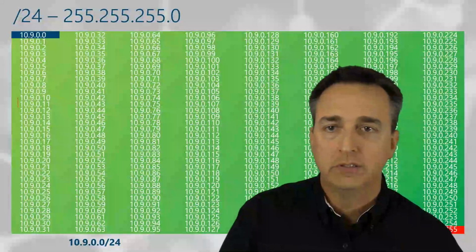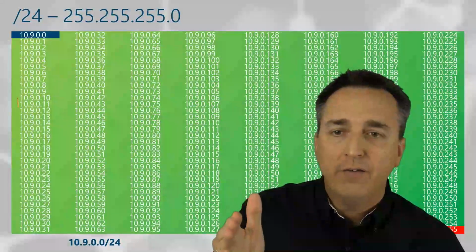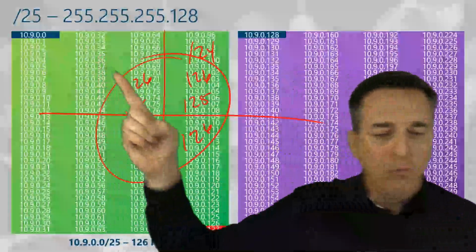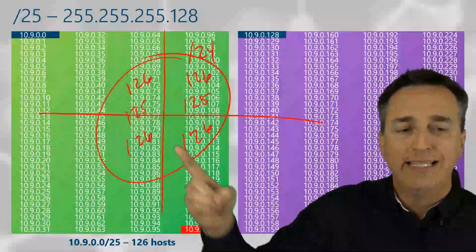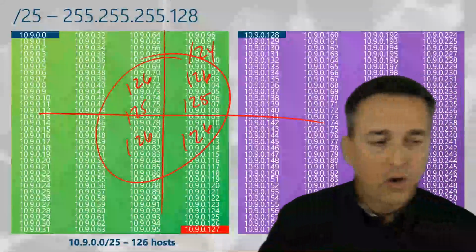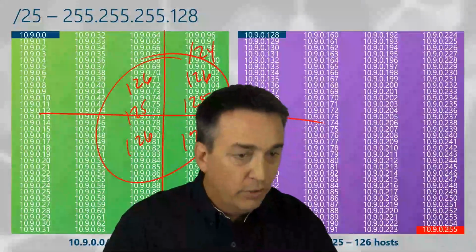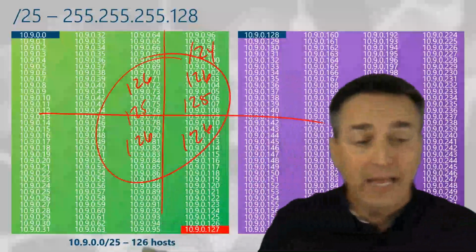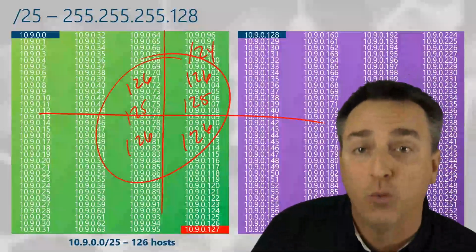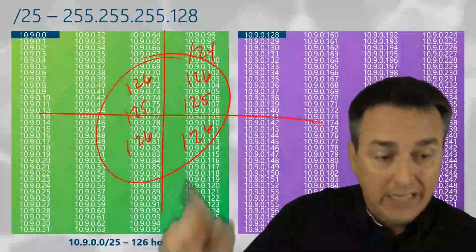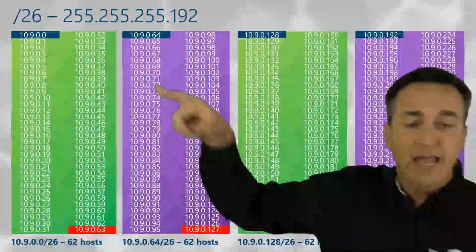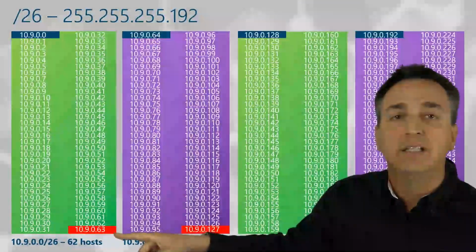So what does that mean? Every single one of these subnets has 256 possible addresses. If we cut it in half, each one of these had what? 128. If you go from 128 to 255, that's 128. 0 to 127, that's 128. We cut it again. What do you have now? Each of these has 64.